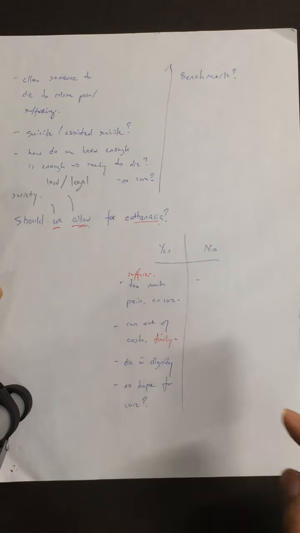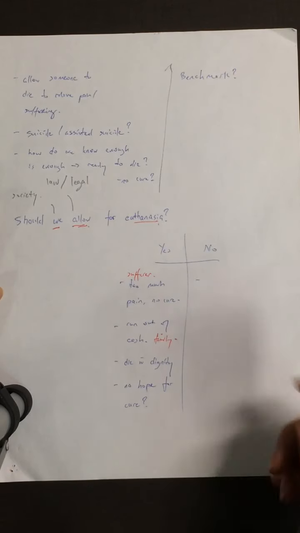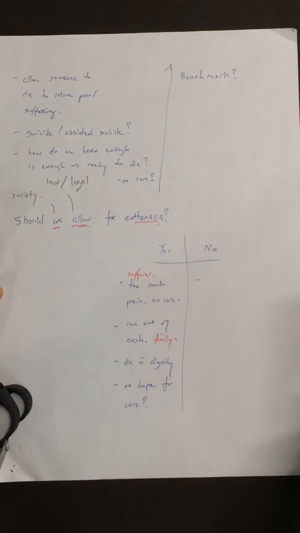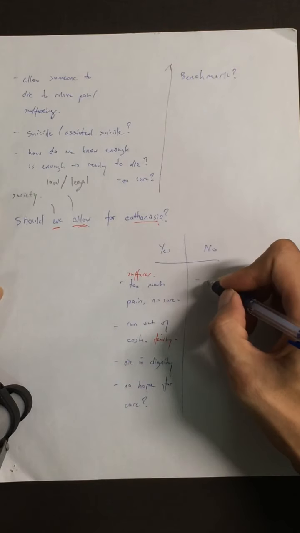do argument-based writing rather than having examples to back me up. So in this case, what are some arguments against euthanasia?